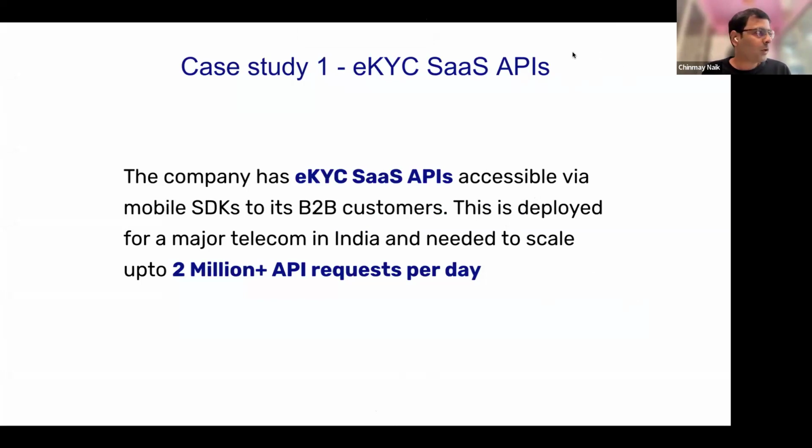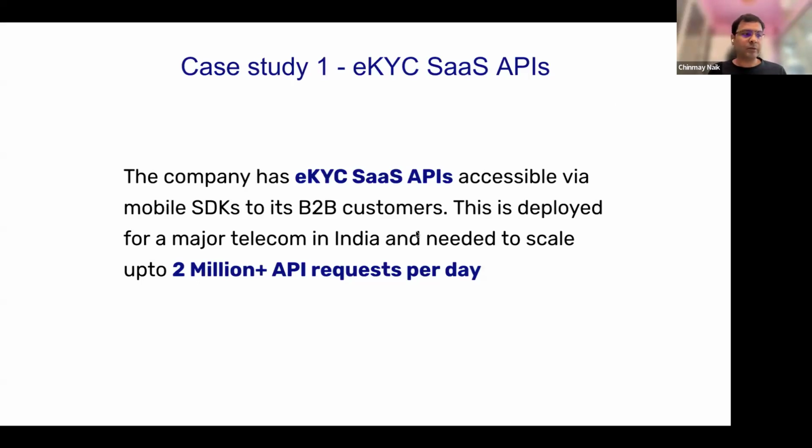Cool. So one interesting thing we had to do, as I said, there was a question from Anubhav, I think, right? What's the takeaway from the graph? This is related to that. We had a use case of building SaaS APIs. Imagine this to be an eKYC SaaS API where you have machine learning models accessible via a mobile SDK to B2B customers.